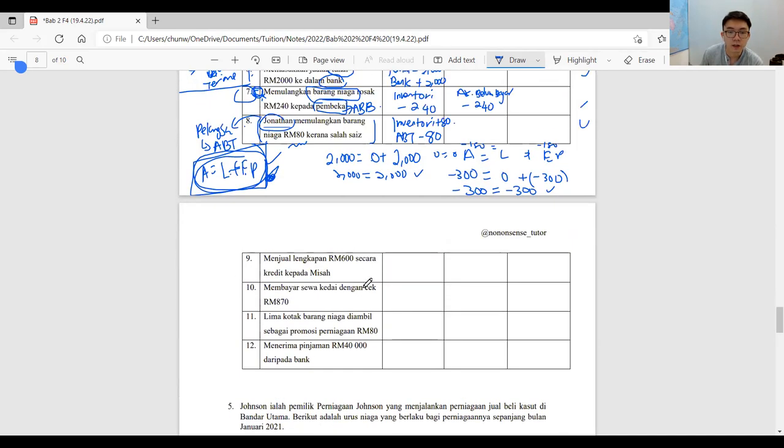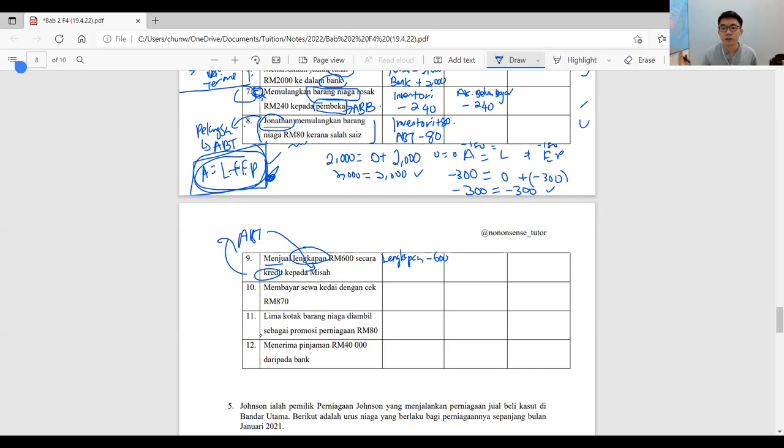Question 9. Okay, menjual lengkapan RM600 secara kredit. So I told you, whenever you say menjual secara kredit, meaning there is ABT. So who is the ABT? The ABT here is MISA. Yep, ABT account belum terima. Okay, apa yang kita jual? Nah, look here, this is not barang niaga yang kita jual. Sekarang kita jual lengkapan. And when I sell out my lengkapan, meaning my lengkapan akan berkurang. And when it's berkurang, you minus RM600. And at the same time, we got ABT, account yang belum terima.